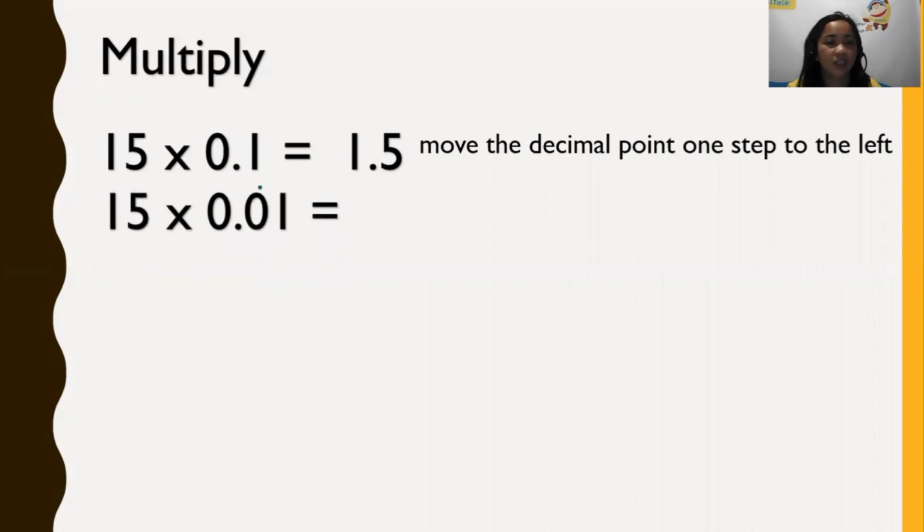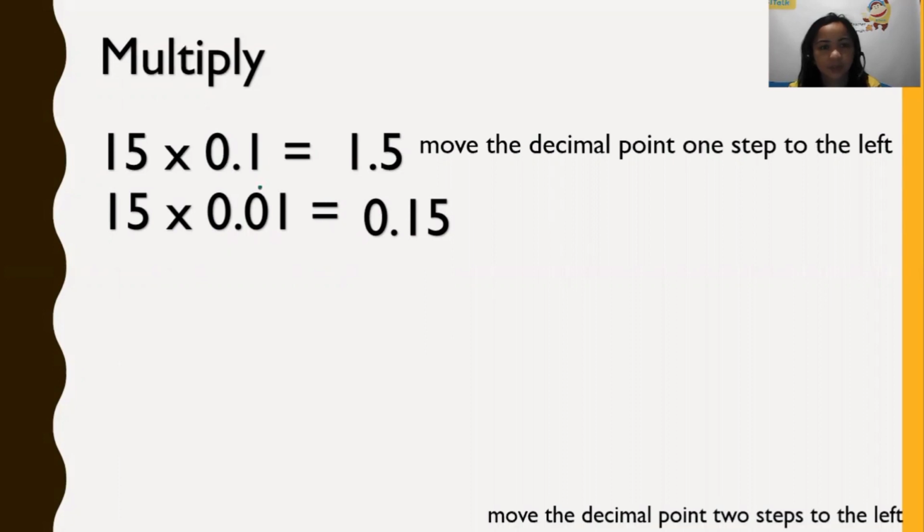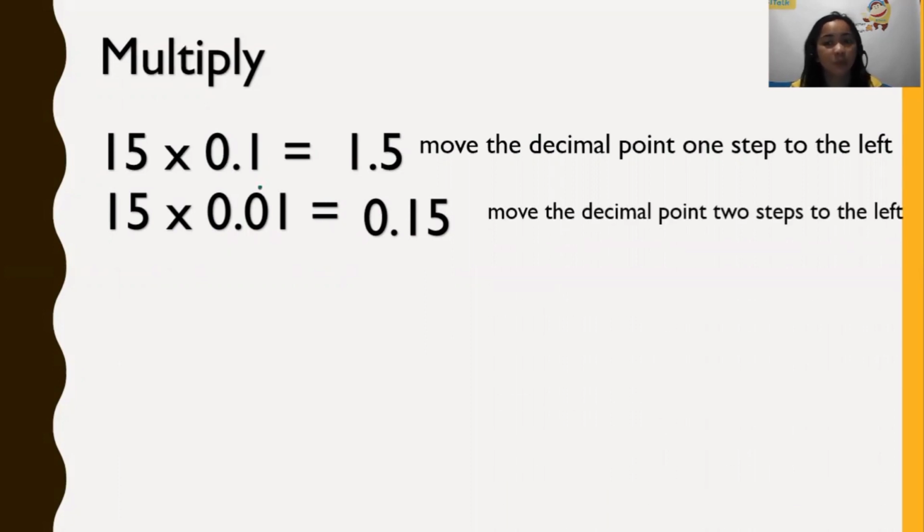Another example, if we have 15 times 100ths, the answer is 1500ths. Move the decimal point 2 places to the left naman. So, ipaliwanag ko to. Pag whole number, ang decimal point niya nandito. Ngayon, nag-multiply ka sa 1/10. Move the decimal point 1 step to the left. So, nangyari sa 15 mo, i-move mo papunta dito. Pabaliktad naman. So, the answer is 1 5/10.